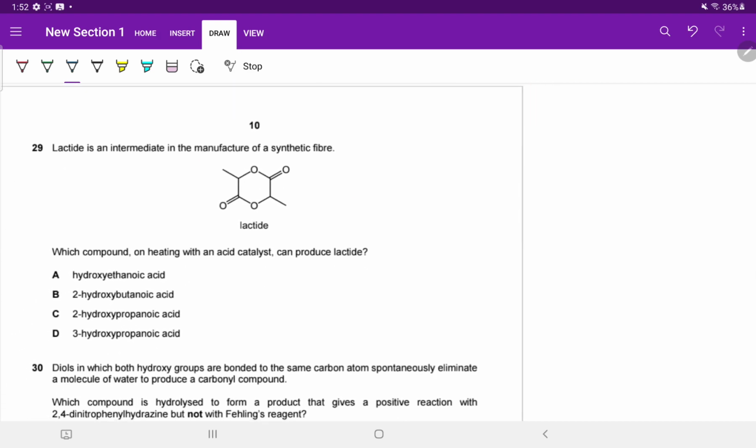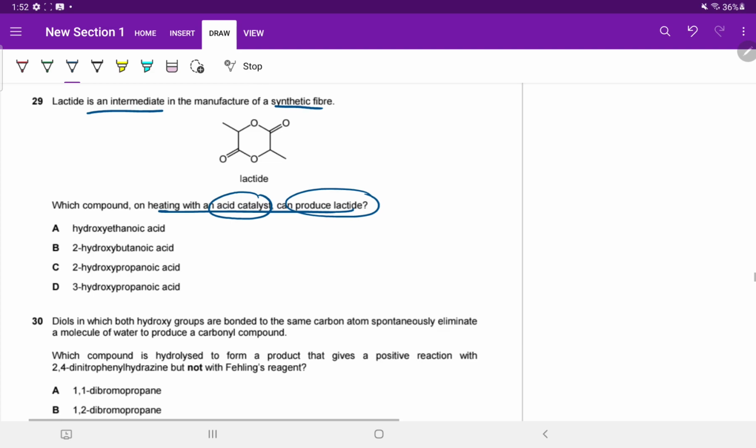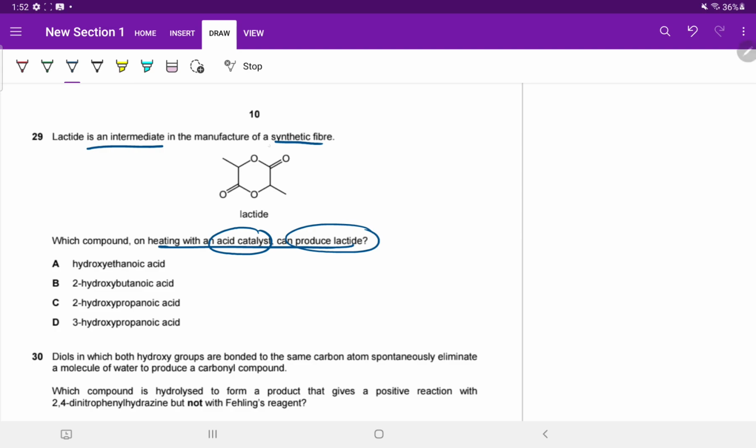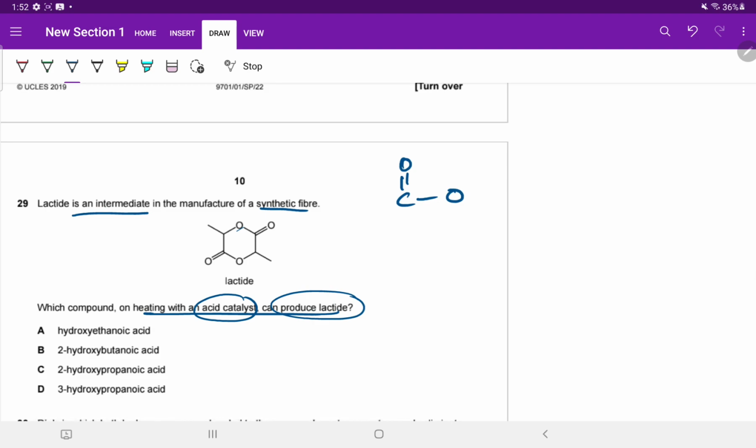The next question is, lactide is an intermediate in the manufacture of synthetic fiber. Which compound on heating with acid catalyst can produce lactide? So we know when esters are heated, we can just understand from the structure that this has to be an ester because there is a carbon oxygen single bond, and there is a carbon oxygen double bond. So whenever these esters are reacted with an acid catalyst, we know the bond between the carbon and the single bonded oxygen breaks down. So you can break down the bonds over here, here, and here. Okay, so this will lead us to a compound.